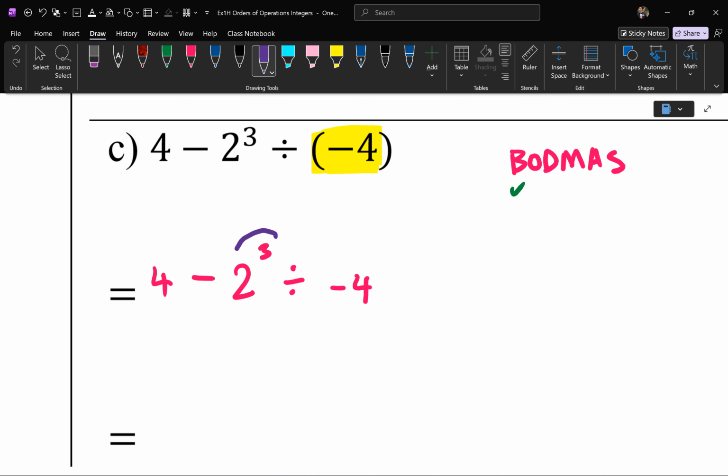Now, another common mistake for those who aren't really strong with powers. 2 cubed, a lot of students will say it's 6 because they're doing 2 times 3, which is 6, but it's wrong. What does 2 cubed really mean?